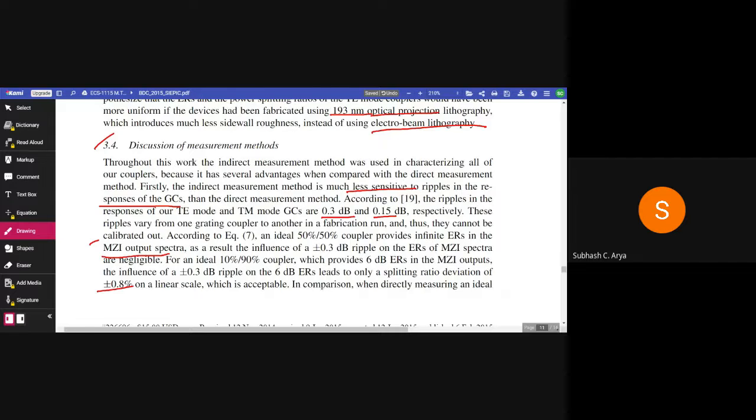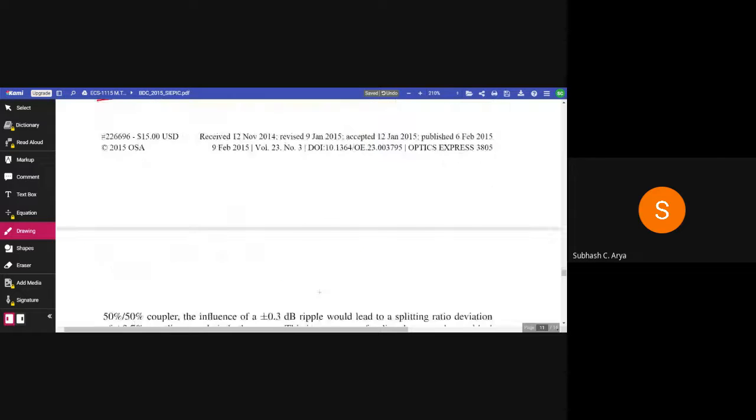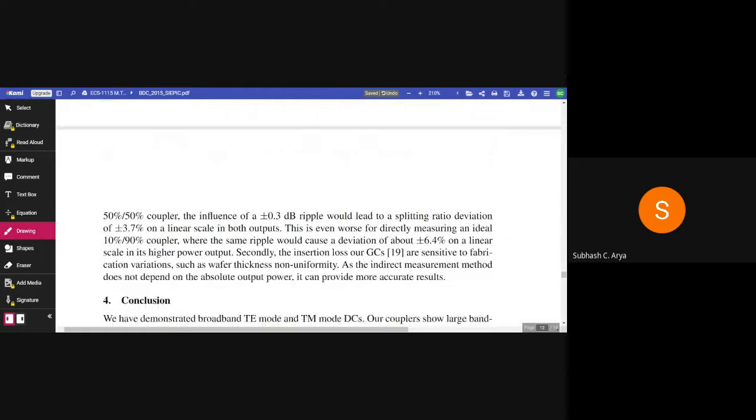In comparison, when directly measuring an ideal 50-50 coupler, the influence of plus/minus 0.3 dB ripple would lead to a splitting ratio deviation of plus/minus 3.7% on a linear scale in both outputs. This is even worse for directly measuring an ideal 10%-90% coupler, where the same ripple would cause a deviation of about plus/minus 3.4% on a linear scale in its higher output power.